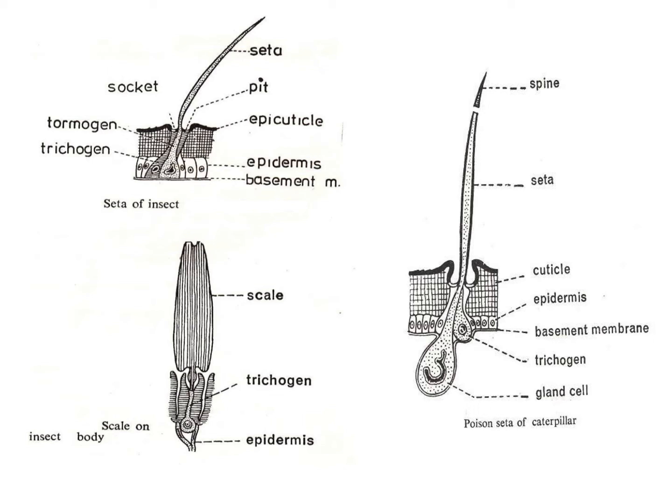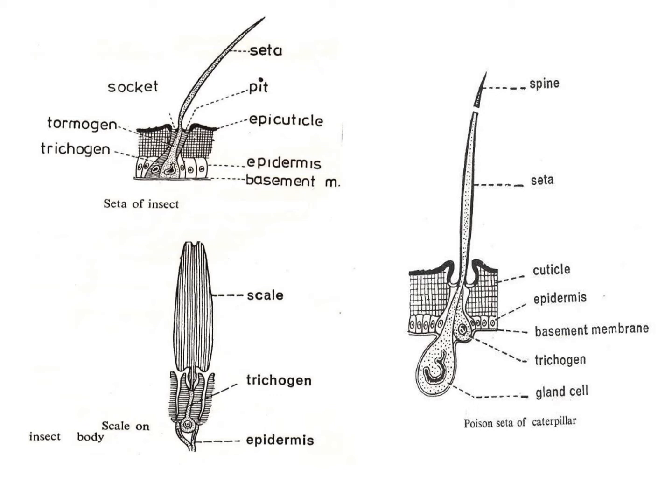You can see here the base, the basement membrane, the epidermis, then the pit, the socket in which the setae is arranged. And coming to the scale, we have it in Lepidopterans, moths and butterflies. We can see the scale and how the scales are formed. It is also formed by a trichogen only.